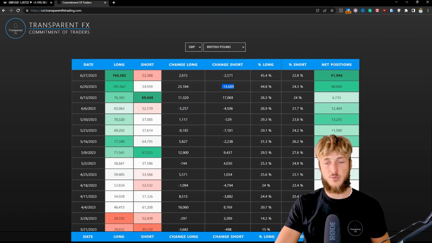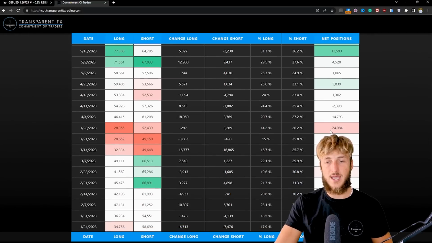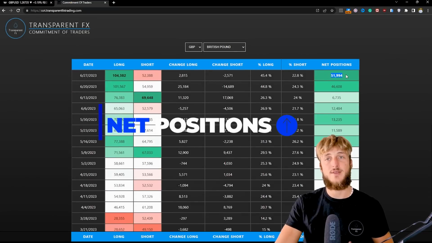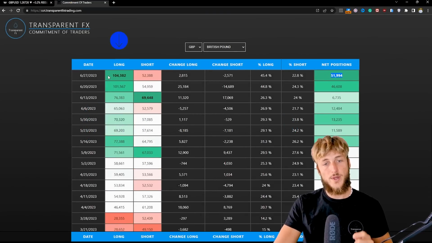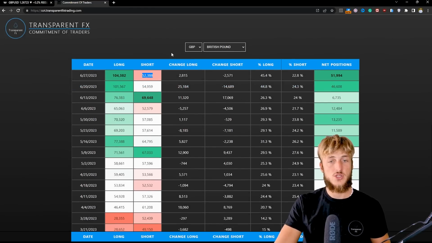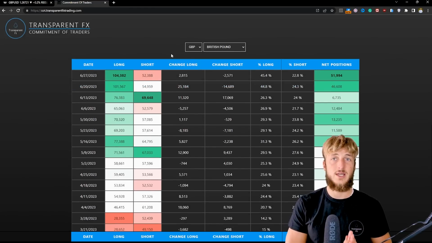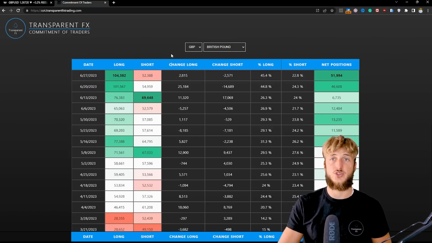If we look at the net positions, we can see how we went from having a negative net positioning of minus 24K net positions with 52K shorts compared to 28K longs, so way more shorts than longs, all the way up to now having a positive net positioning of plus 51K net positions with 104K longs compared to only 52K shorts from an institutional perspective. Now, this shows how we went from having more shorts than longs to now having more longs than shorts. So it is quite clear how institutions are moving their positioning to the bullish side of GBPUSD, expecting more bullish price action to be developed.